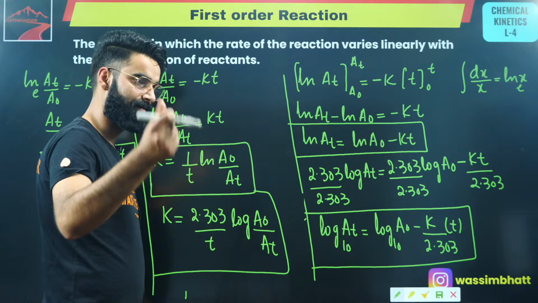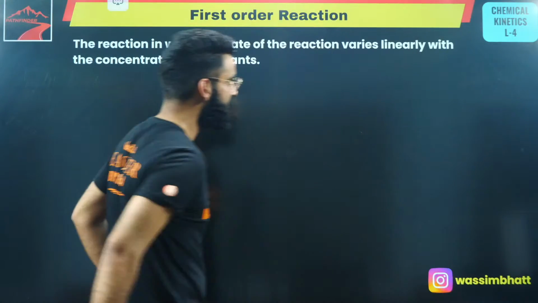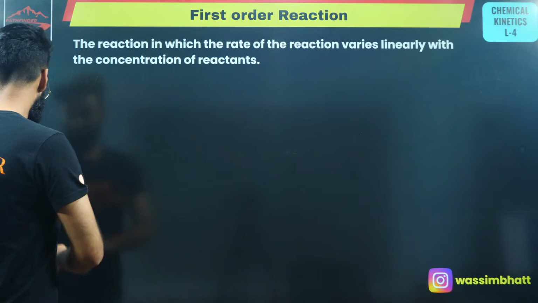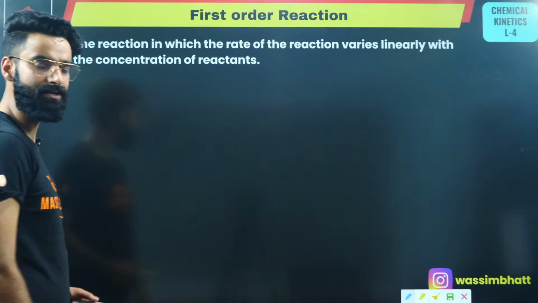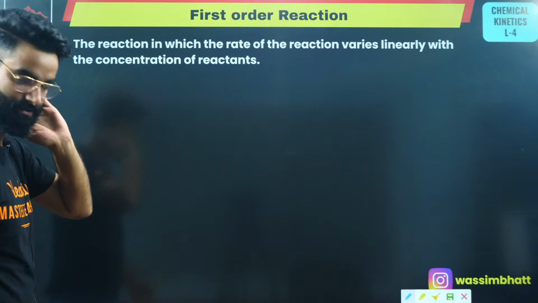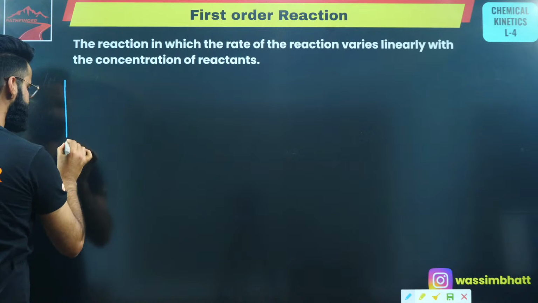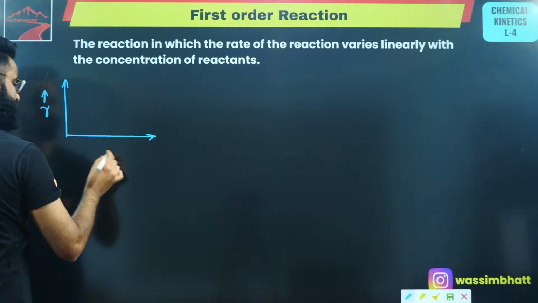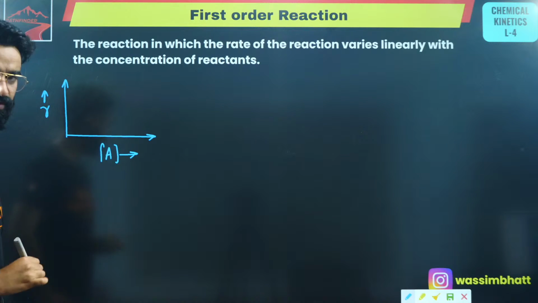Perfect guys. So let's move on and let's talk about a few more interesting things about the first order reactions. Whatever formulas I gave you about the first order kinetics, let me write those once again so that we can make some curves related to those first order reactions. First order kinetics. The first curve which I'm going to make over here is between rate of reaction versus the concentration of reactant.